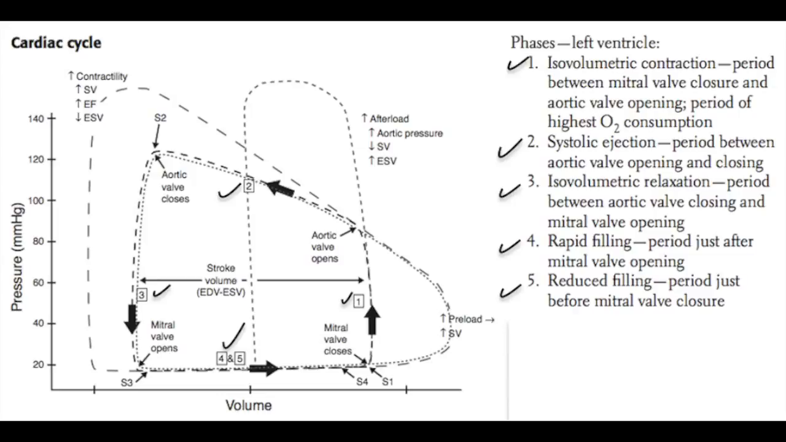The next phase is phase 4, or rapid filling. This is the period just after mitral valve opening, and this is occurring at the bottom left of the diagram. In rapid filling, the pressure in the left atrium is much higher than that of the left ventricle, and therefore all the blood from the left atrium goes into the left ventricle. And you can see that the volume begins to increase from left to right. The period after this phase 4 is phase 5, which is also known as reduced filling. This is also known as diastasis. And this is the period just before mitral valve closure.